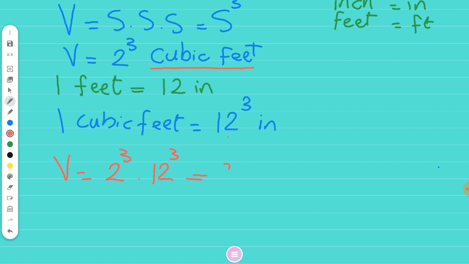I can write it 2 times 2 times 2 times 12 times 12 times 12, by using the multiplicative properties, which are commutative and associative. Commutative means if I have 2 times 3, it's the same as 3 times 2. Yes, this is called commutative.